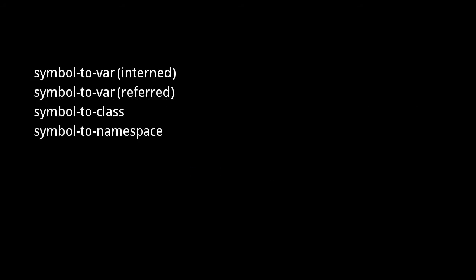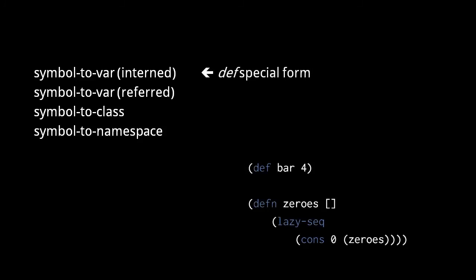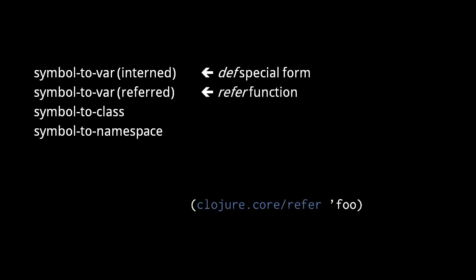A namespace can actually have four different kinds of mappings. Symbols to vars interned, symbols to vars referred, symbols to classes, and symbols to namespaces. Interned mappings are the normal kind of mappings, the ones we create with the def special form. Here, for example, we assign 4 to a var mapped to the symbol bar, and we use the defn macro to assign a function to a var mapped to the symbol zeros.